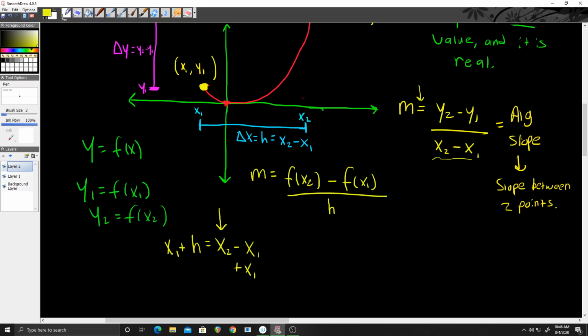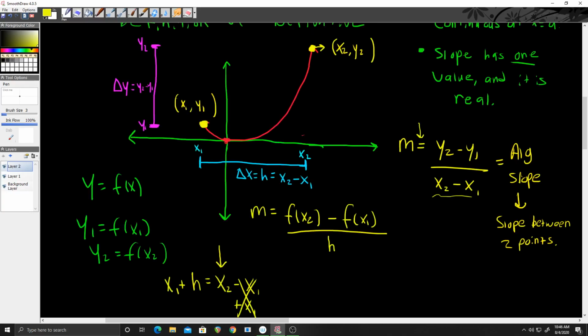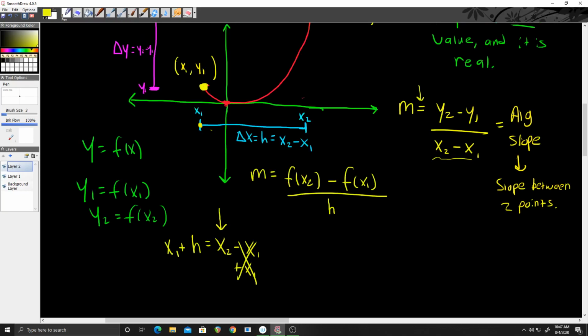And so we wind up with the fact that x2 is x1 plus h. And what this really means is pretty simple. It means if I start here at x1, and then I travel a distance h, here's h, that gets me to x2. That's all that's saying. x2 is x1 plus h.